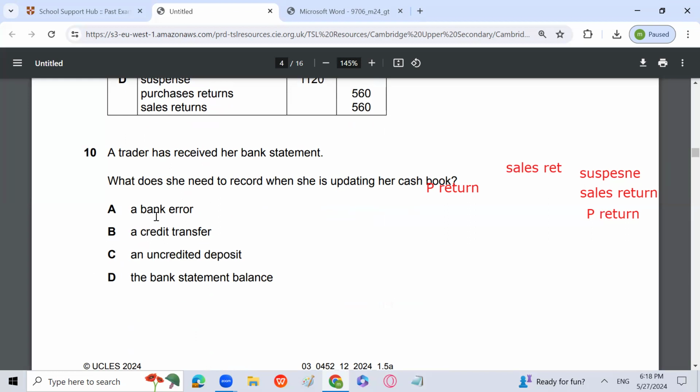Bank error is the error of the bank. It will come in BRS. Uncredited deposit also will come in BRS. Bank statement balance will also come in BRS. So B is the answer. A credit transfer is going to be the answer for this part.